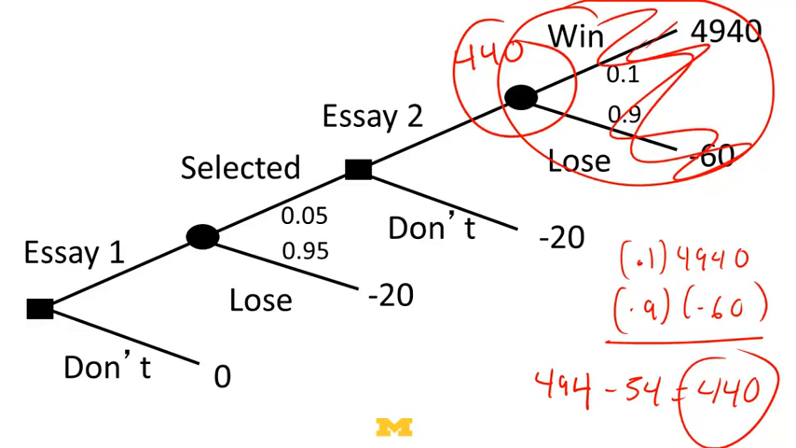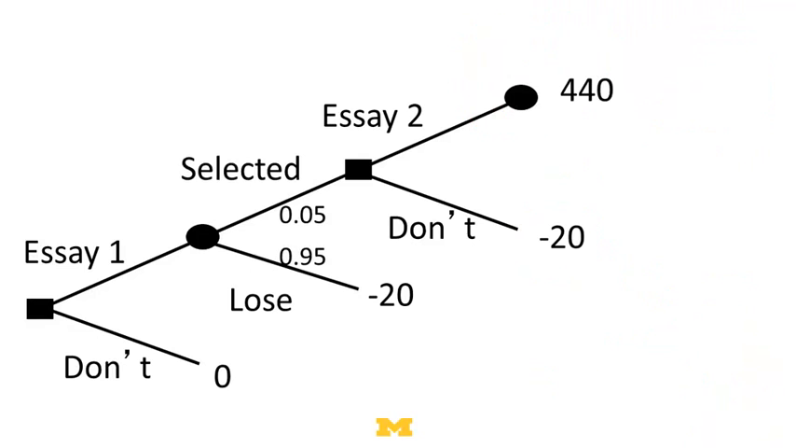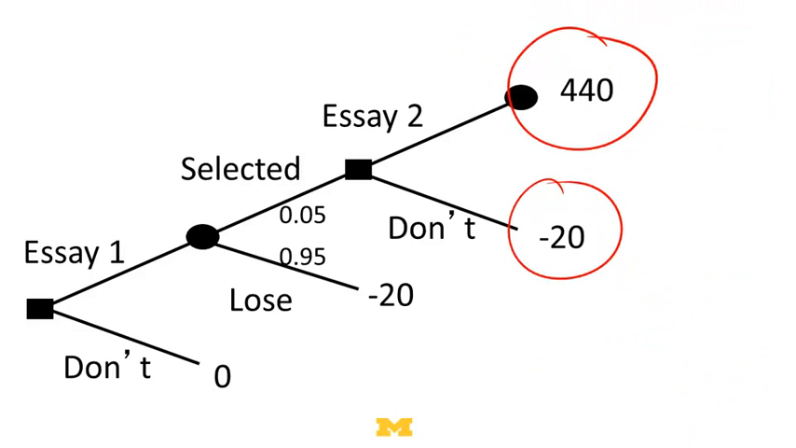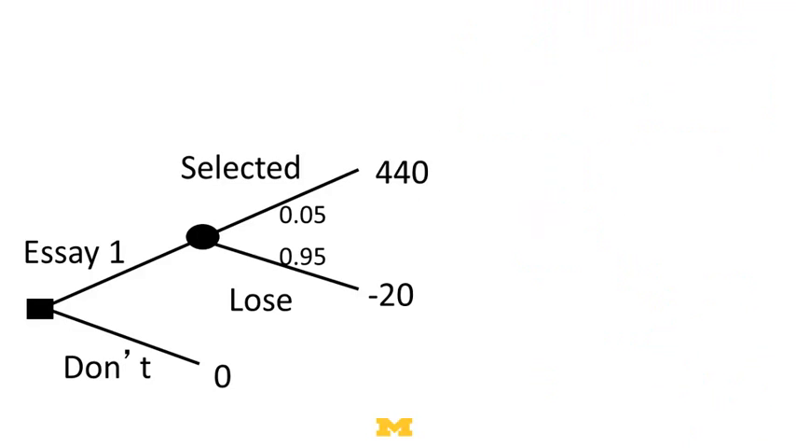Now, if I look at this question of do I write essay 2, it seems really obvious. If I write the essay, my expected winnings are 440. If I don't write the essay, my expected winnings are minus 20. So again, let's clean this up. If I write the essay, 440; if I don't write it, it's minus 20. It seems pretty clear that I should write the essay. So now it just comes down to this.